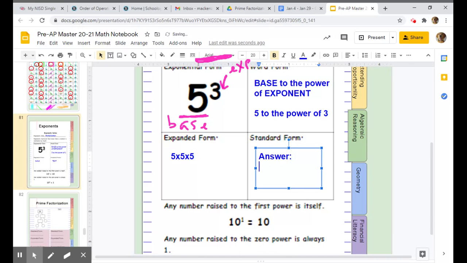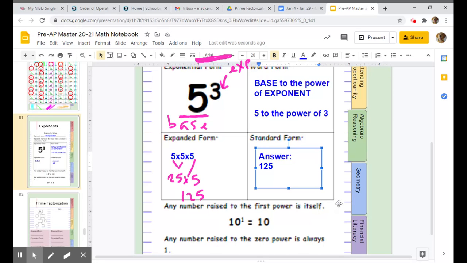Okay, so for this one, we're going to do 5 times 5. So I'm going to look at just part of it. So 5 times 5 is 25. And then we're going to multiply this last times 5. So 25 times 5 is 125. So that means my standard form that I'm going to write in here is 125.